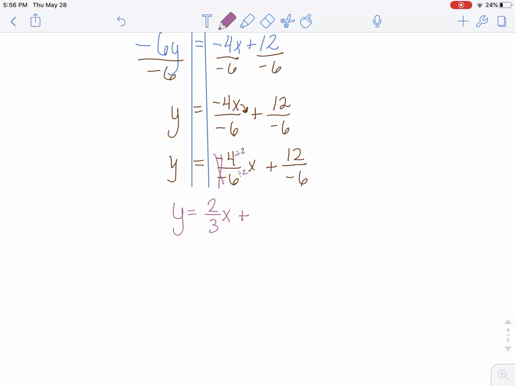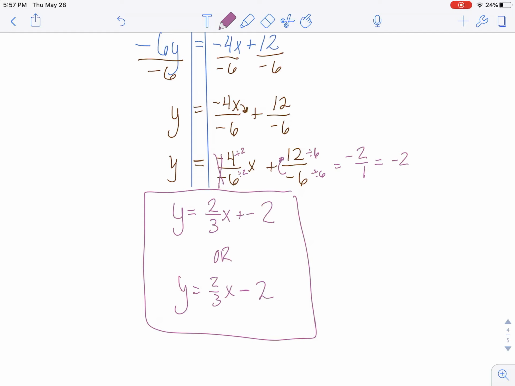Plus, now this is a positive divided by a negative. So you know that it's going to be a negative something, or you could just say minus. And 12 divided by 6, they both can be divided by 6 to 2 over 1, or negative 2 over 1, because we can move that negative sign up too. There's multiple ways we can do it. I've taught you so many ways to do it. So your final answer could have been plus negative 2, or y equals 2/3 x minus 2.